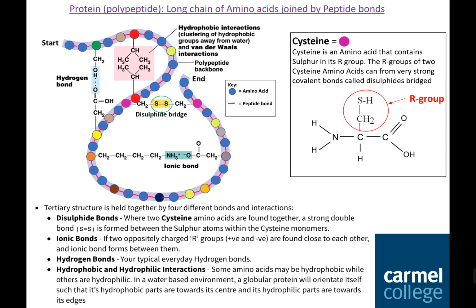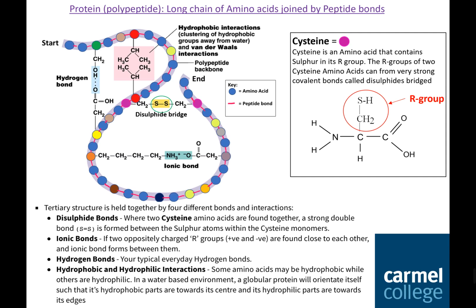As you can see, the two cysteine amino acids are not immediately next to each other in the chain. There's some distance between them, but that has caused the chain to fold up in order to form the bond between the two sulfur-containing R groups of the two cysteine amino acids. So here we can see this folding, creating this specific three-dimensional shape.